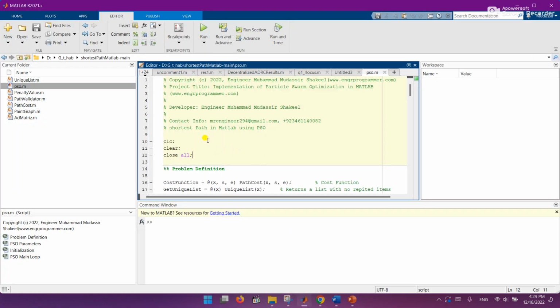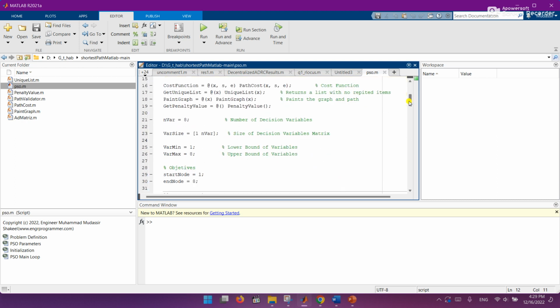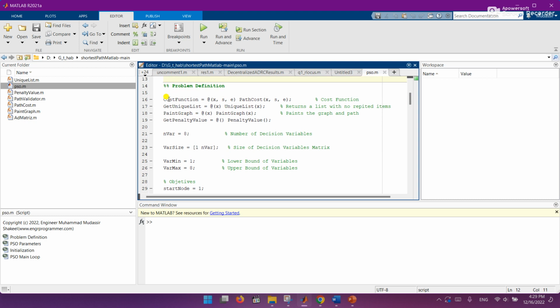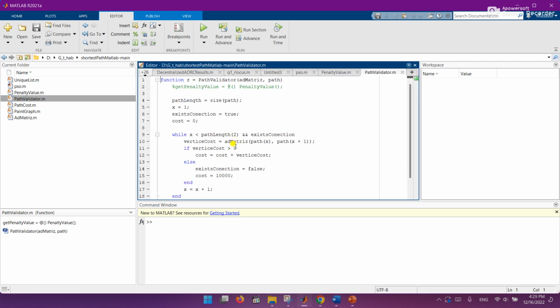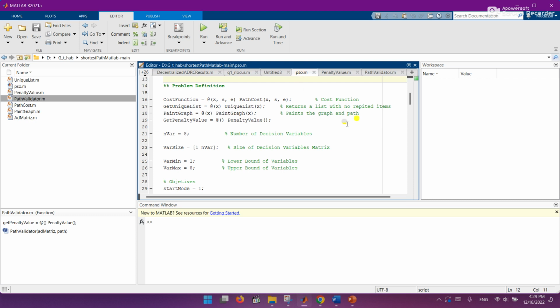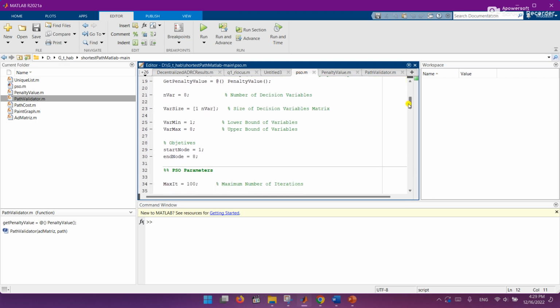Here you can see that I have developed particle swarm optimization to obtain the shortest path in MATLAB. So in this section, I have developed a cost function, get unique list function, paint graph, and get penalty value, and all these functions are present here. Each function has its own parameters. So in the problem definition, I also add the objectives, which has the start node and end node. You can also edit according to your own.